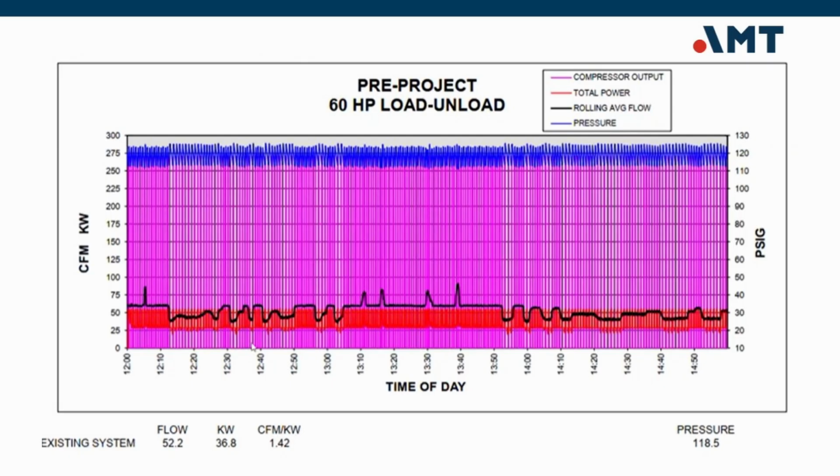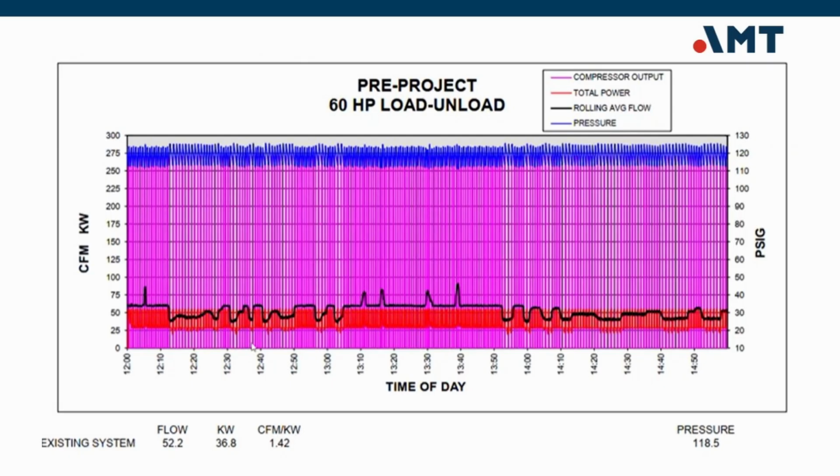The pink bars represent compressor output and the red line shows total power. What stands out is the frequent load and unload cycling. The compressor repeatedly ramps between loaded and unloaded states. Load-unload control is common in fixed-speed compressors and works well at full load. But at part load, the compressor still draws significant power even while unloaded. That's one of the biggest inefficiencies of load-unload control. When airflow demand decreases, energy consumption does not drop proportionally.